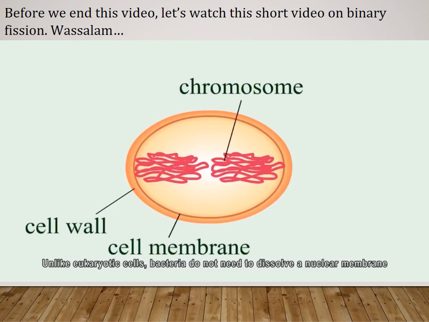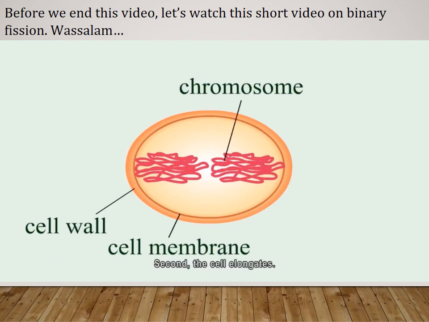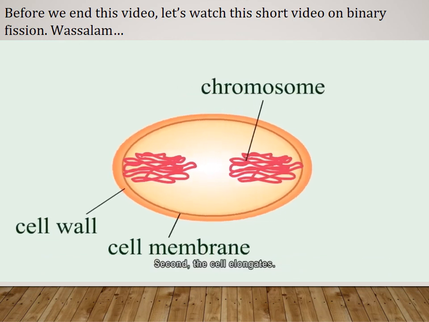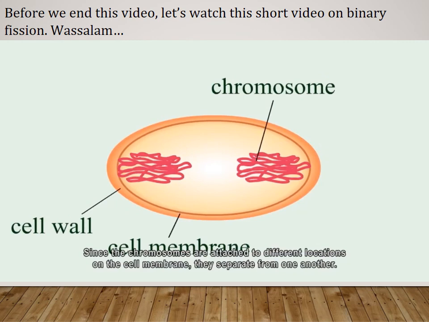Unlike eukaryotic cells, bacteria do not need to dissolve a nuclear membrane or assemble a mitotic spindle, making binary fission very quick and efficient. Second, the cell elongates. Since the chromosomes are attached to different locations on the cell membrane, they separate from one another.